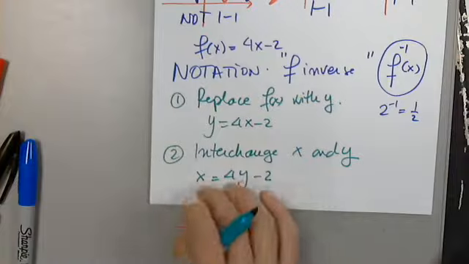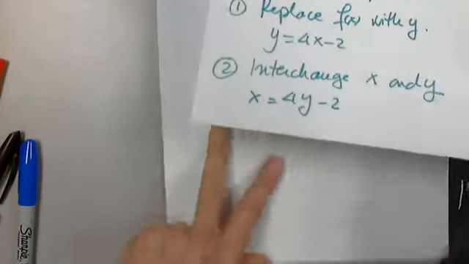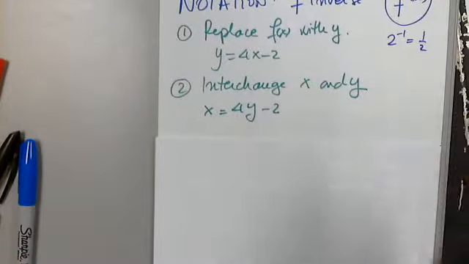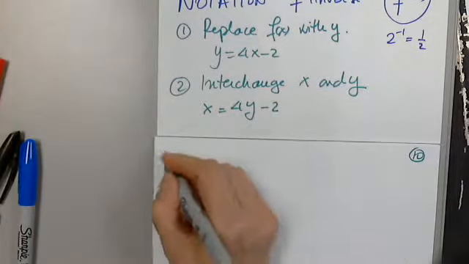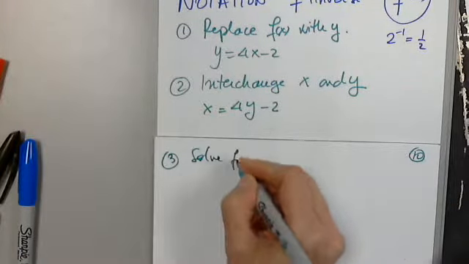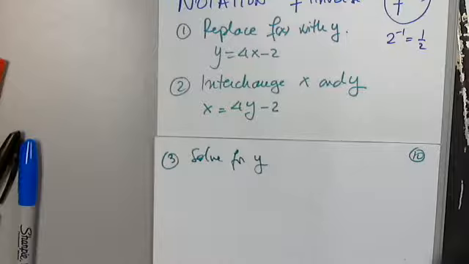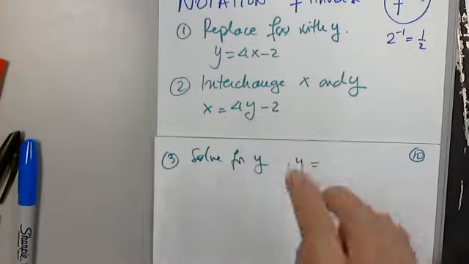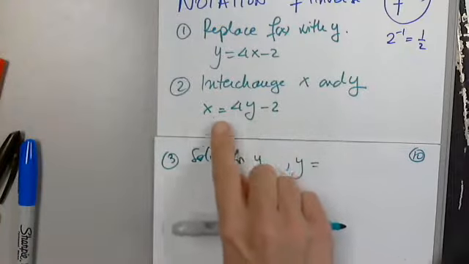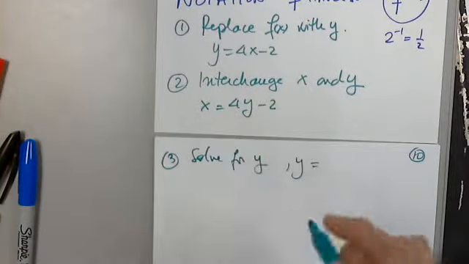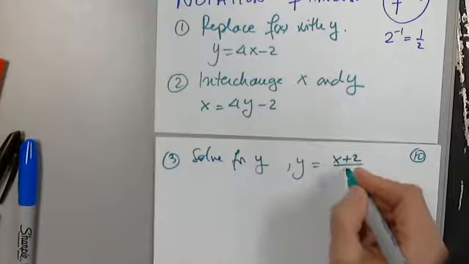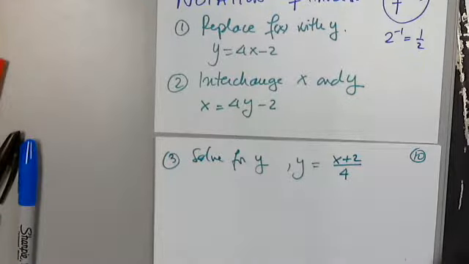Perfect. So now in step 3, we have to solve for y. How do I solve this equation for y? I have to add 2 and divide by 4. So this is x plus 2 over 4. Do we agree with x plus 2 over 4?